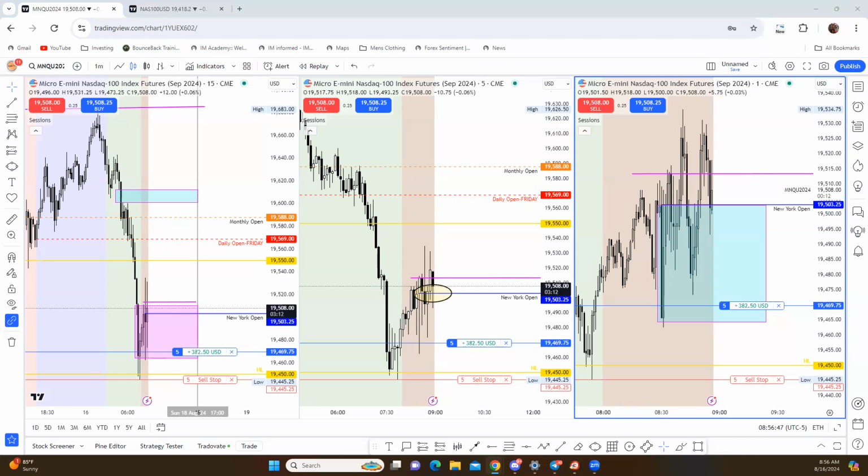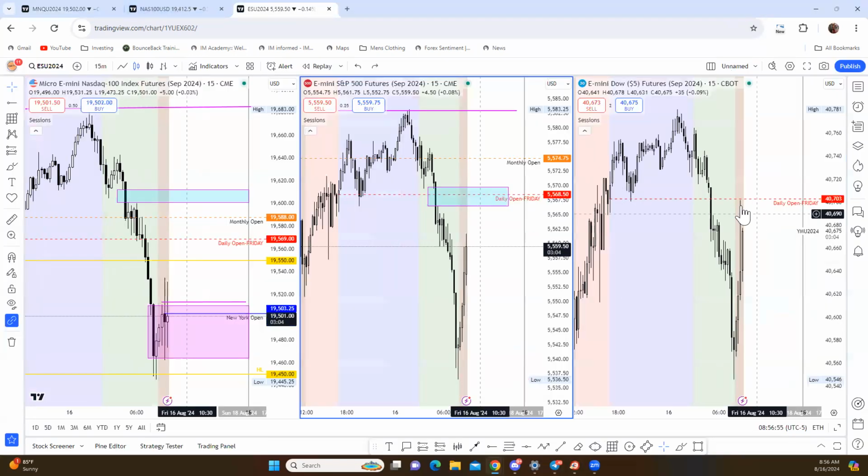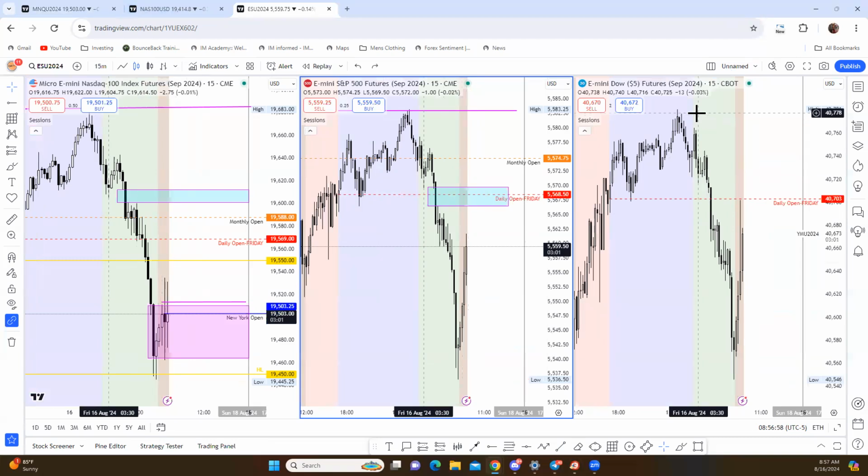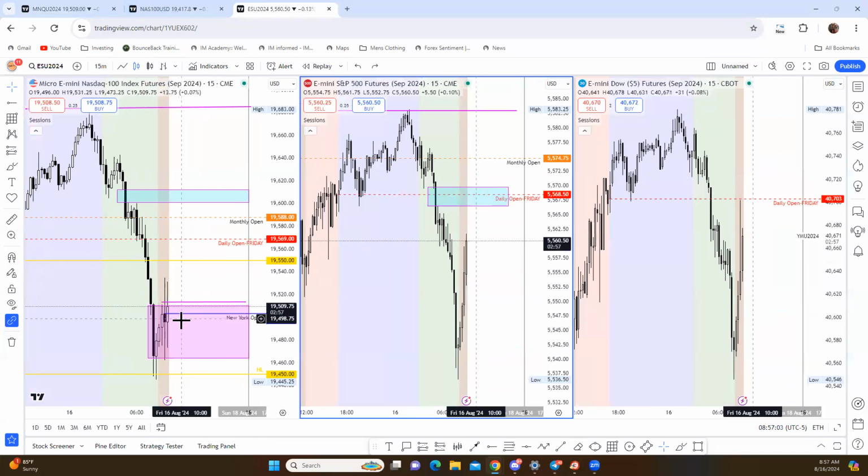ES looking strong, pushing right now, 15-minute. And then you have YM pushing those sellers that tried to sell that daily open. All right, so they're pushing back on those people who sold that imbalance now. HOD is here, HOD here. And so we're suppressed right now on NQ.